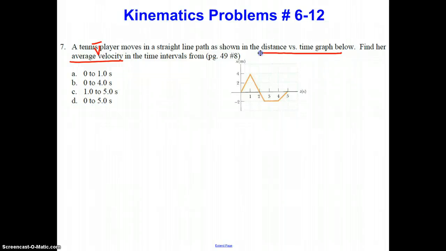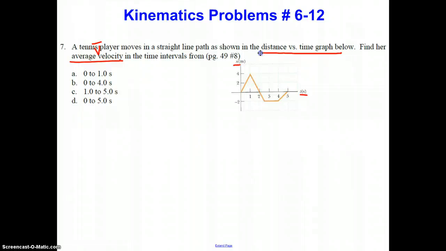The first thing that we point out here is that this is a distance versus time graph. We see our distance labeled x on the y-axis. That's the symbol for distance or displacement in AP. And our time, little t, is on the x-axis. For motion graphs, time will always be on the x-axis.